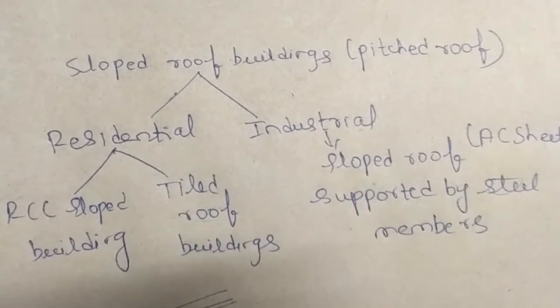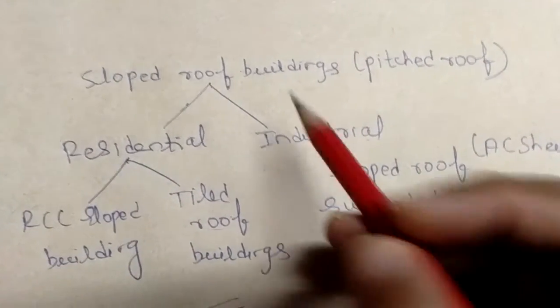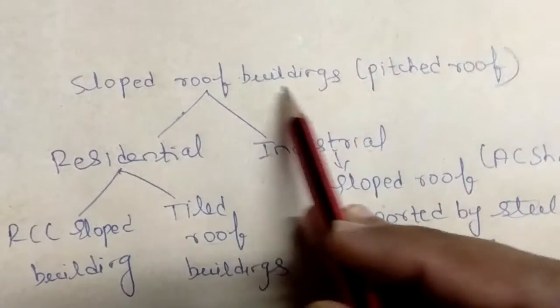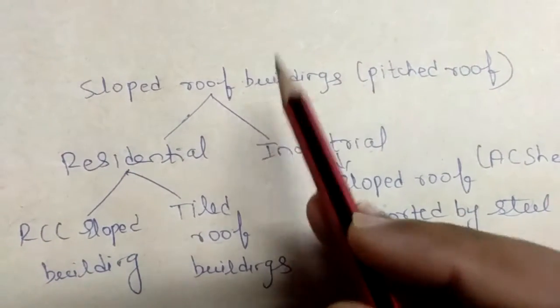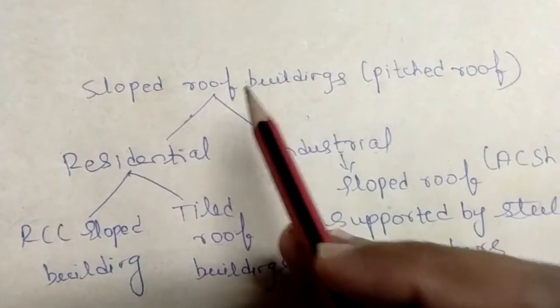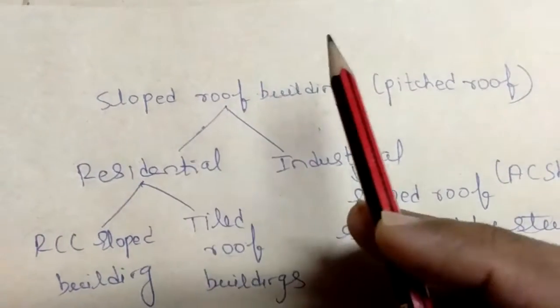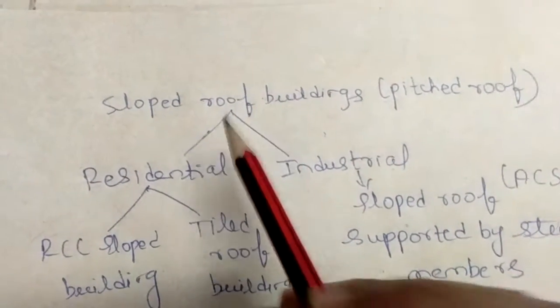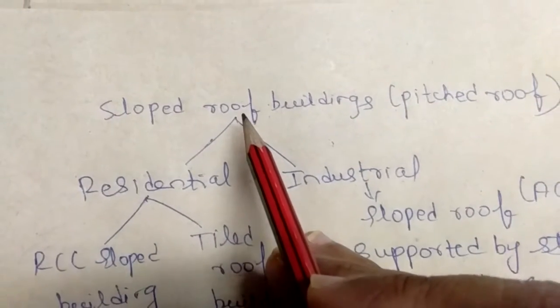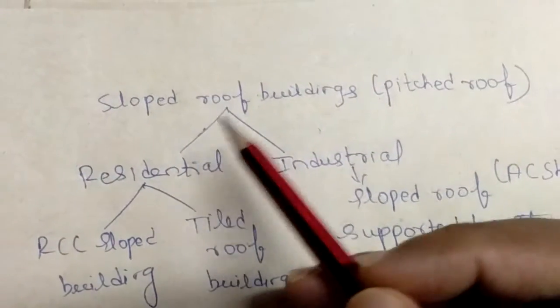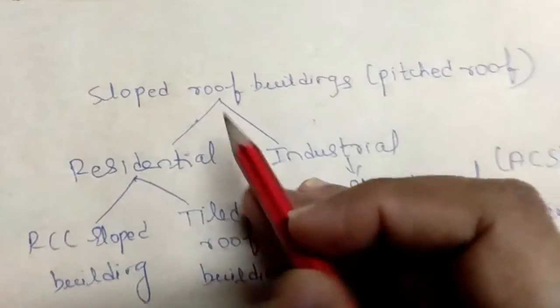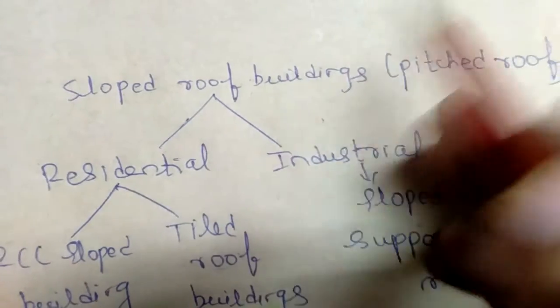So hello dear students. Today we are going to talk about sloped roof buildings. Especially, we are going to draw the industrial building. Usually the industrial buildings, factories or godowns have sloped roofs. Before discussing that, let us have an overall revision of where sloped roof buildings are used.